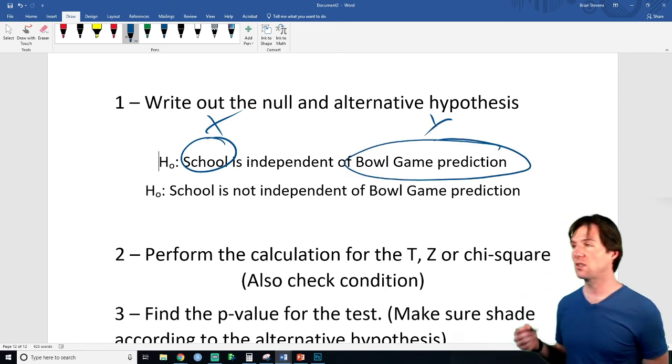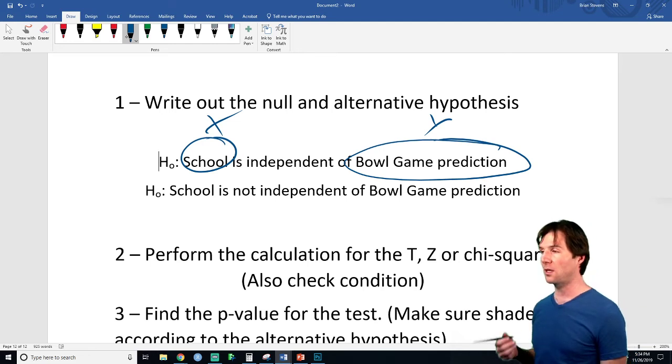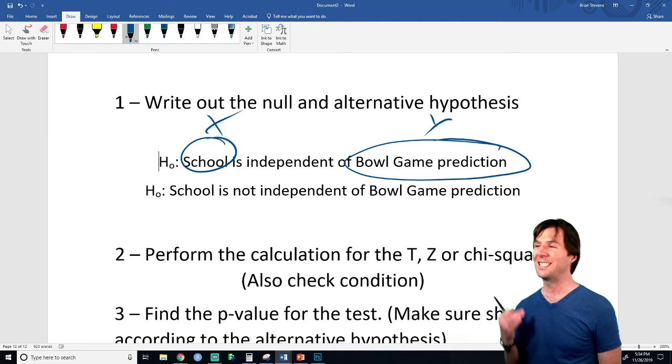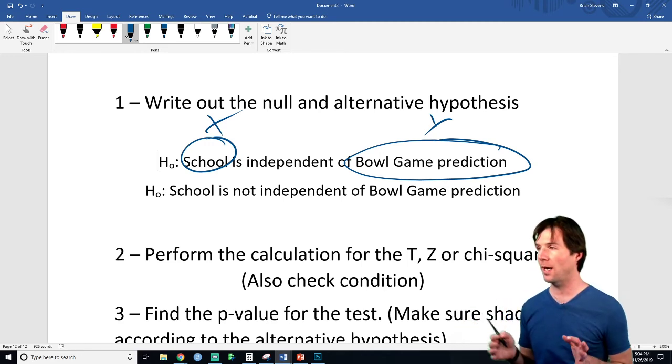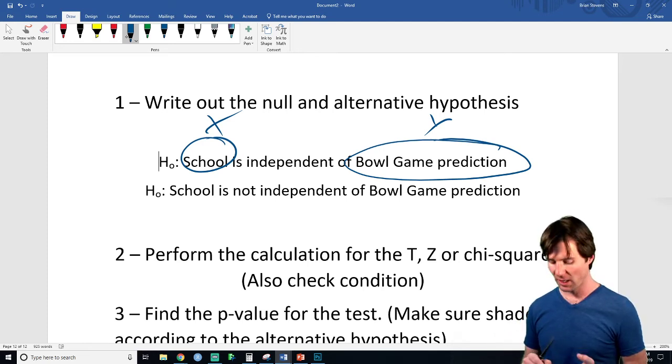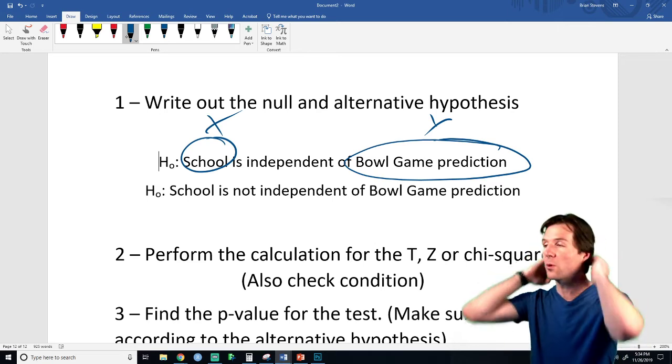So you just say x is independent of y, someone's school is independent of what they think about bowl games, their bowl game prediction, and then the alternative would be school is not independent. Very easy one to write out. Two categorical variables. The school someone goes to is categorical, and the bowl game prediction they have is also categorical. Do you think we will go to a bowl game?